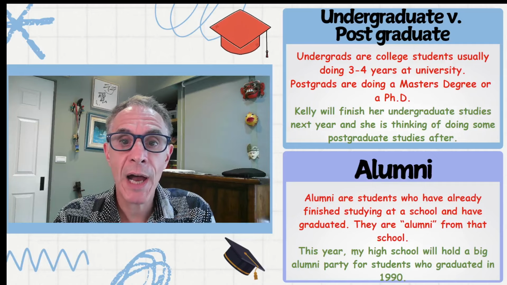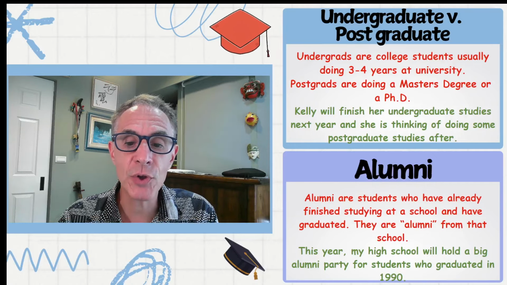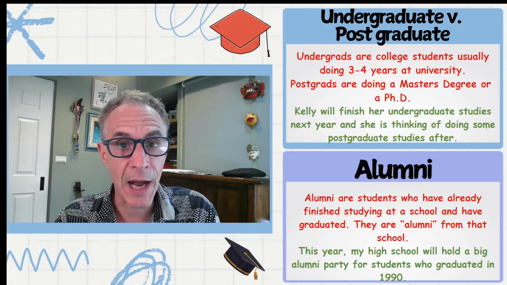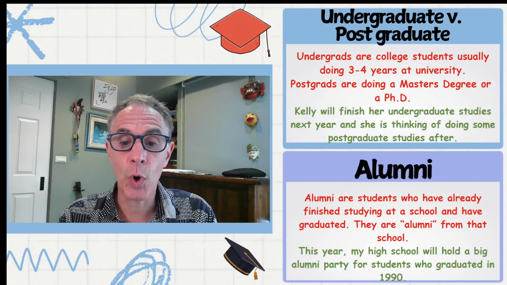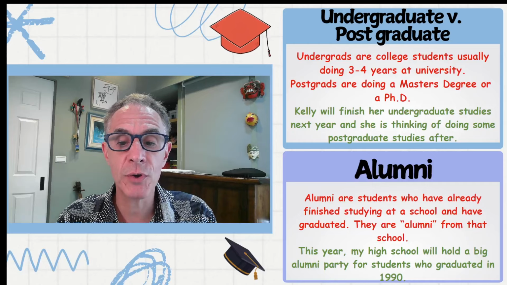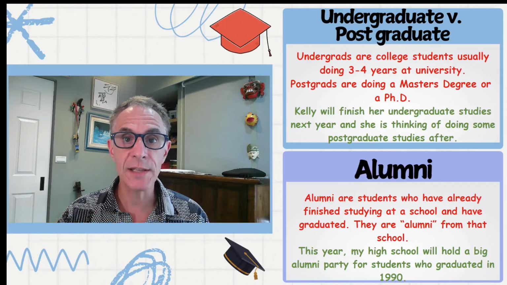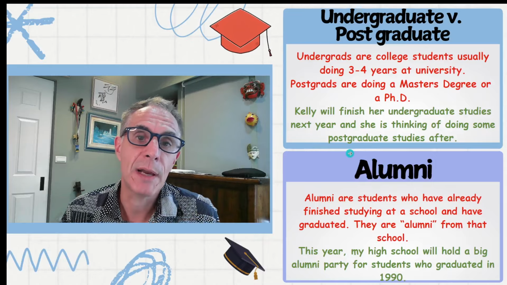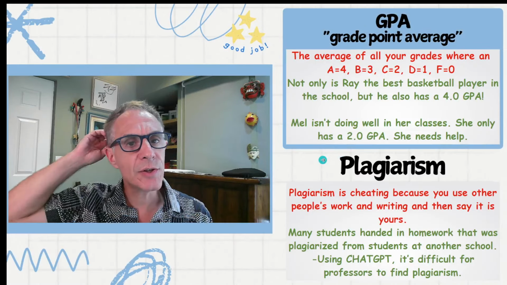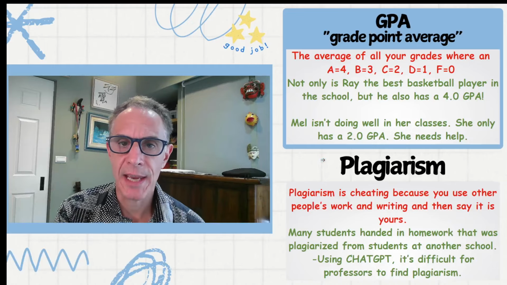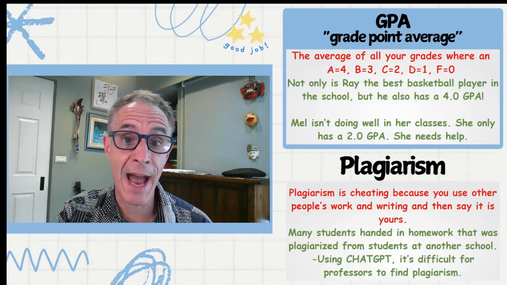So alumni are students who have already finished studying at a school and have graduated. They are alumni from that school. This year, my high school will hold a big alumni party for students who graduated in 1990. And yes, your high school can have alumni, right? You're an alumni from high school. Okay, next is GPA. GPA, which means grade point average.